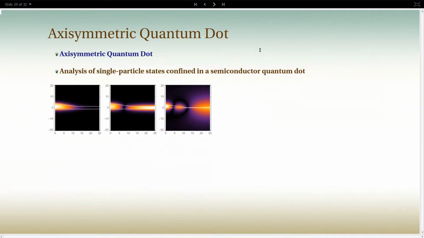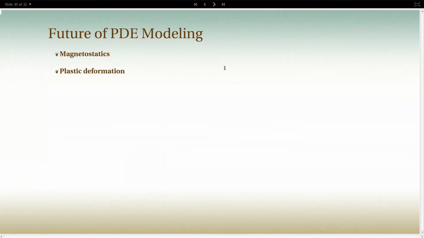Another example I quickly wanted to mention is there is a new extended application example on axisymmetric quantum dot. And this is an analysis of a single particle state confined in a semiconductor quantum dot. So these are some results, and you can also look at this in the documentation. This is just to give you a small overview of what's new.